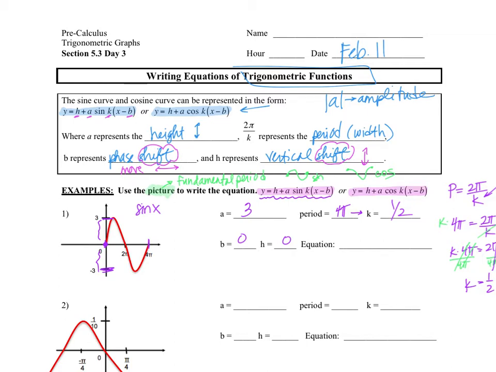So once I have all of that, I'm going to plug it all into my equation. So I'm going to say y is equal to, I don't have an H, so I don't have to write a 0. A is 3 times the sine of 1/2 x. And that's it. Because I don't have a B, so I don't have to put that in parentheses or do anything with that. Same thing with my H. All right, good deal.